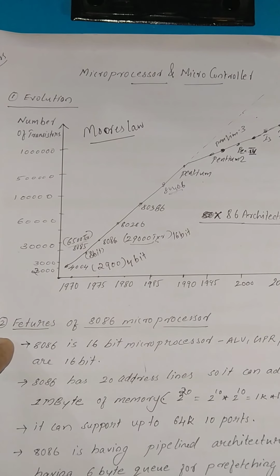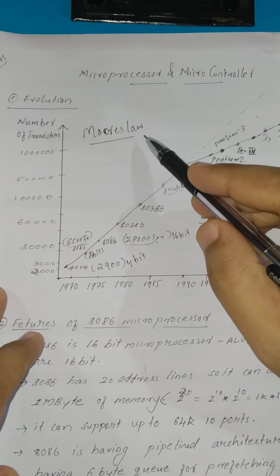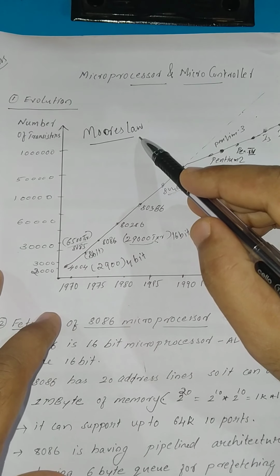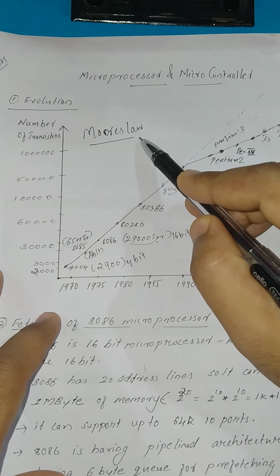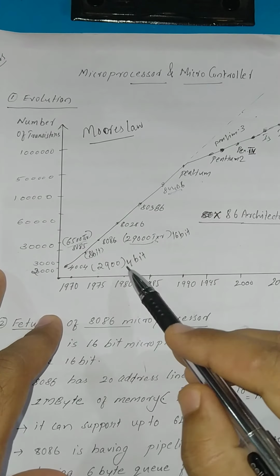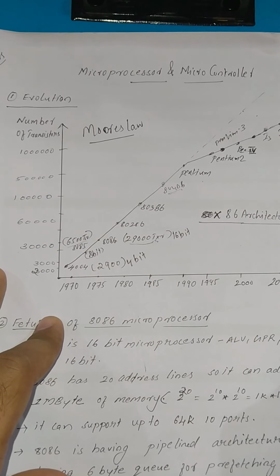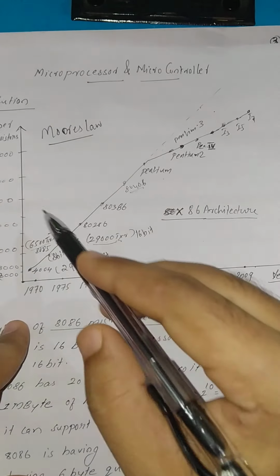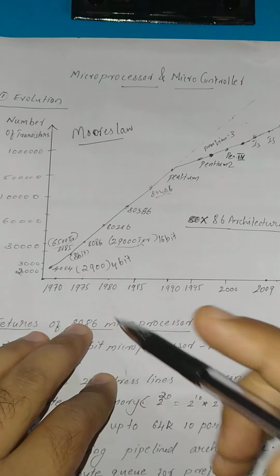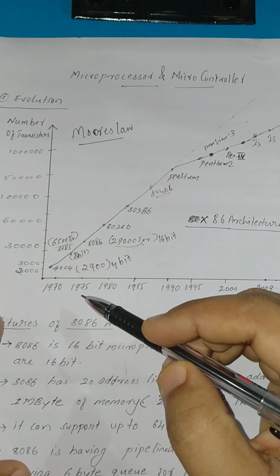So let's discuss the evolution of the 8086 microprocessor. The evolution of the 8086 microprocessor can be discussed with Moore's law. Moore was one of the founders of the Intel company. Intel is the main company that produces microprocessors. In this graph, in the x-axis we are showing the years, and in the y-axis we are showing the number of transistors. Moore predicted that every 2 years the number of transistors integrated in a microprocessor doubles.